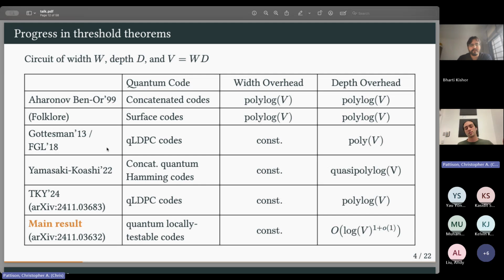And so there's this long line of work in terms of constant width overhead fault tolerance, going back to 2013, and this is the best that we've gotten so far. And I personally suspect that log is probably optimal. For the most part, you can tune this log. You can put it in the width or the depth, and trade these parameters off a little bit. But there seems to be some obstruction at log, which I'm not sure I will get into today.